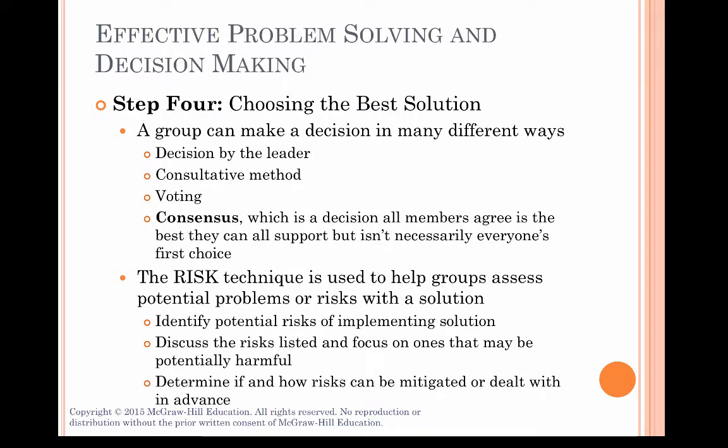There are lots of ways in which a group can come to a decision. Sometimes the final decision comes from the group leader, sometimes from a group expert, sometimes from flipping a coin, and much of the time from voting, as in majority rules. What you are trying to do in most cases is to reach a consensus, which is a decision all members agree is the best they can all support, but may not be everyone's first choice. Consensus decision-making, if it's done well and ethically, tends to build community and support for the final decision.